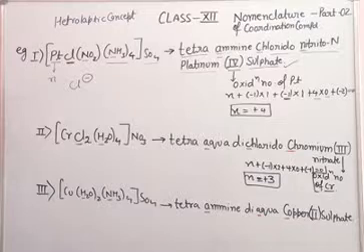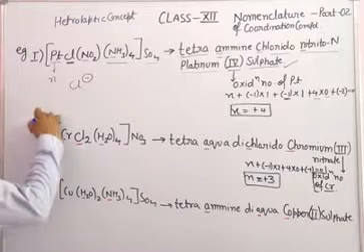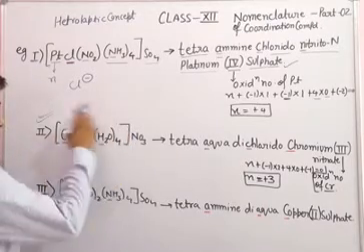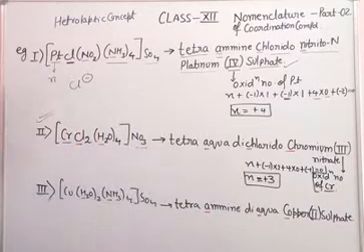Plus 4 is the oxidation number of platinum. So the next example is this one. Similarly here, this is the central metal atom, these all are the ligands, this is the coordinate entity and this is the counter ion. Okay?